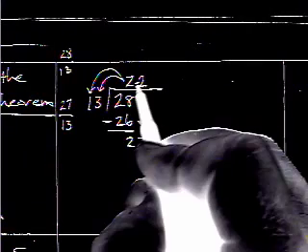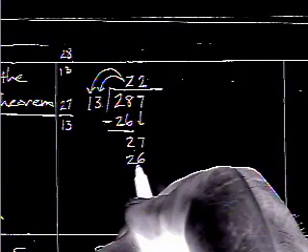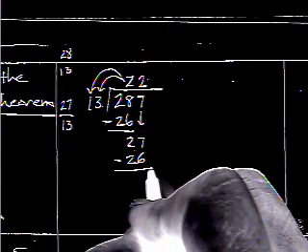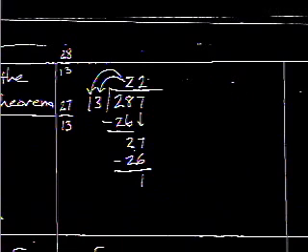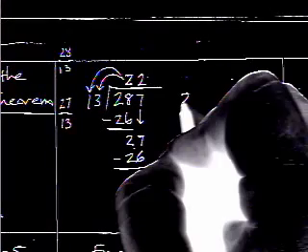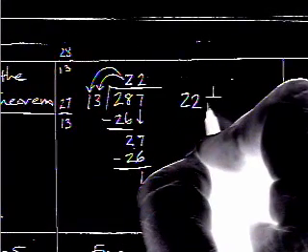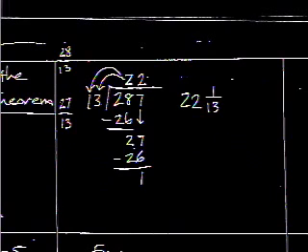And we multiply 2 times the 10 and 2 times the 3, and we get 26 again. Then we distribute a -1, and then we add. Now, nobody in their right mind is going to say 22R1. That's like what you did in elementary school. We would say something like 22 and 1 over 13.